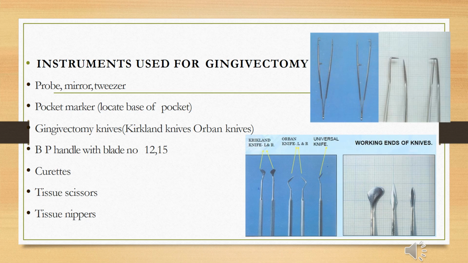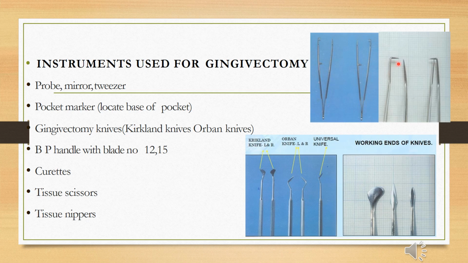So, what are the instruments that are used for gingivectomy? The probe, mirror, and tweezer are the basic diagnostic instruments that you need for all procedures. For gingivectomy, we need a pocket marker. In this picture, the pocket markers are clearly shown. You can have both mesial and distal sides. It is called Crane-Kaplan pocket marker. So this is the marker.